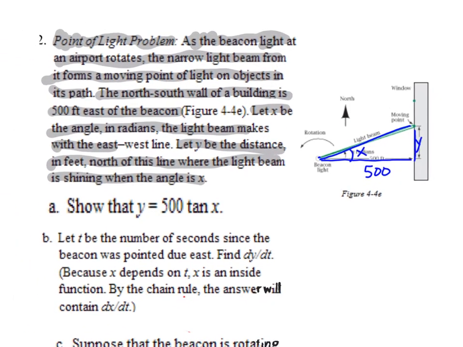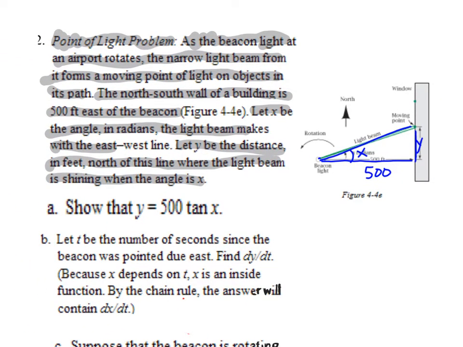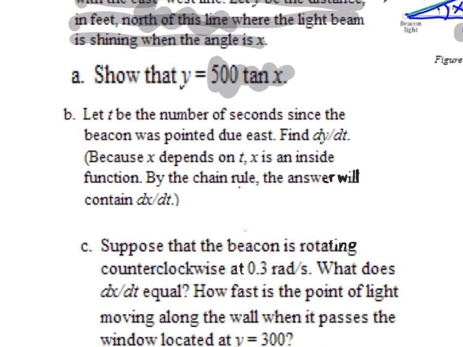So I kind of looked at the problem already, so I think that's kind of what it looks like. Again, we are saying x is the angle in radians, and then y would be how much we're moving in the y-axis, because it's saying north of this line. And we're supposed to show that it's 500 tangent x, given that we are starting from 500 feet east of the thing. By the way, east would be that direction. So we are again going to draw a red triangle like we did last time, so that shouldn't be a problem.